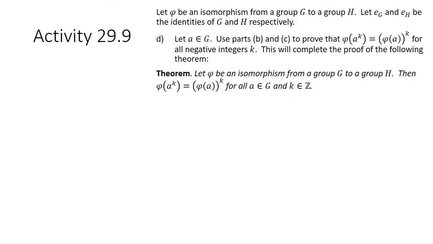All right, last part. Let A be an element of G. Use parts B and C to prove that phi of A to the K is equal to phi of A quantity to the K for all negative integers K. This will complete the proof of the theorem, which just says that that equation is true for all integers K. So I'm just going to say let K be a negative integer.